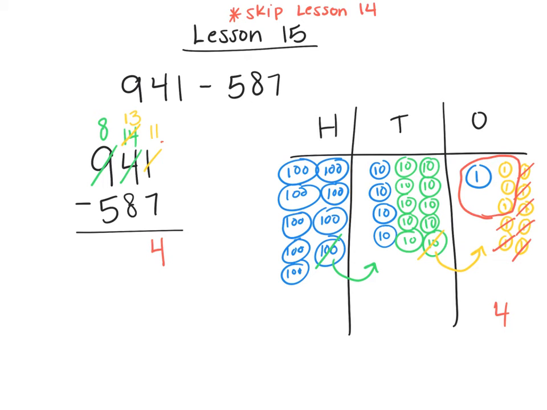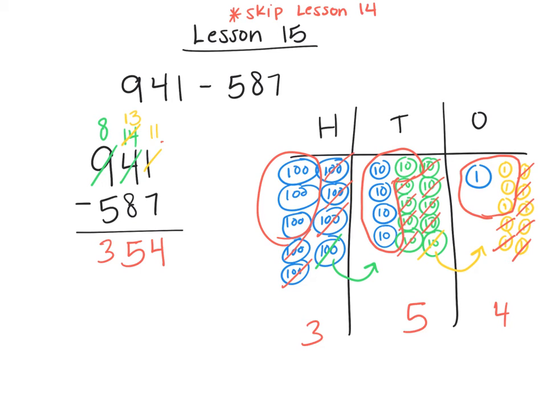Okay, then I have 13 in my tens place, and I need to take away 8. So here I go. 1, 2, 3, 4, 5, 6, 7, 8. So I have left 5 in my tens place. Okay, and then in my hundreds place, I have 8 hundreds, and I need to take away 500. 1, 2, 3, 4, 5. That leaves me with 3 in my hundreds place. Okay, so right now, just from doing vertical form and a place value chart, my answer is 354.